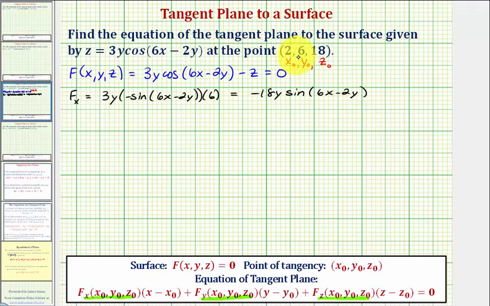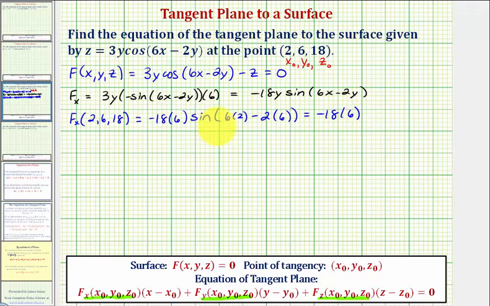Now we want to evaluate this at the point of tangency. So the partial with respect to x at (2, 6, 18) would be equal to negative 18 times y, which is 6, times the sine of 6 times x, that's 6 times 2, minus 2 times y, but y is 6. So this worked out nice. We have negative 18 times 6 times sine 0, but sine 0 is equal to 0, so this product is 0.